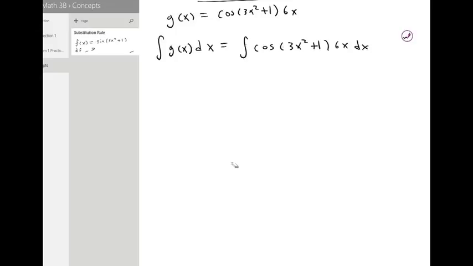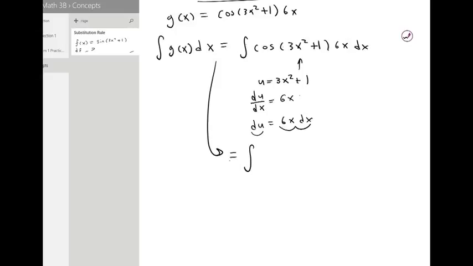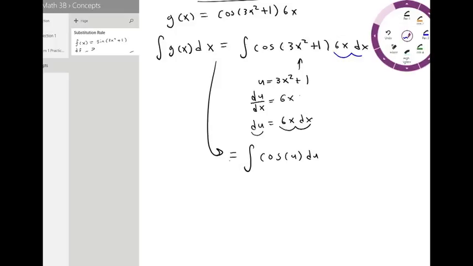The way we go about this is we set the inside function equal to u, u equals 3x squared plus 1, and then we differentiate: du dx equals 6x. If we want to replace this dx, we multiply the dx over, and we see that 6x dx is equal to du. So we plug in u for 3x squared plus 1, and we plug in du for 6x dx. I'll use some colors to highlight this.